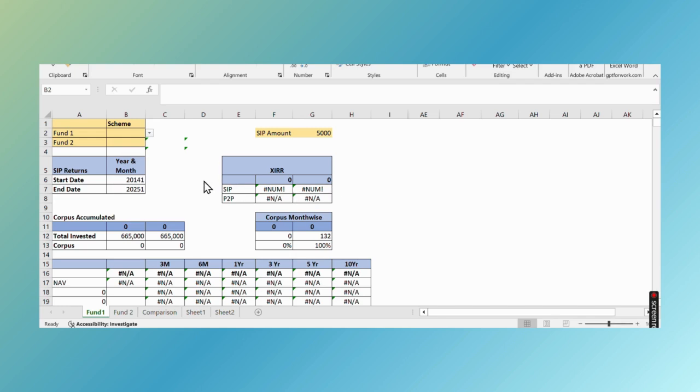Now the first and foremost way you evaluate a scheme is by comparing it with its benchmark and seeing whether it outperforms that or not. So here we are going to look at basically a large cap fund and look at its performance against the UTI Nifty 50 fund. This is a model we've developed in-house to evaluate a fund.